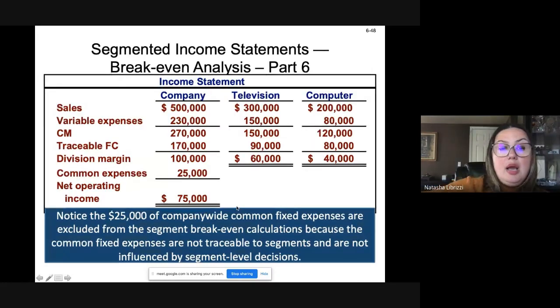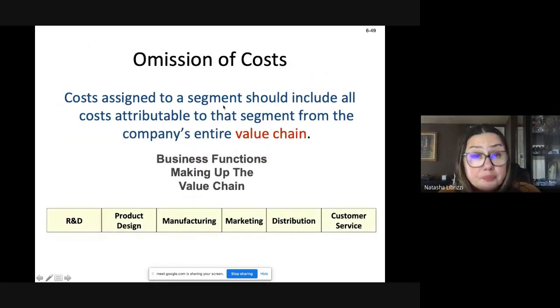Now, we have to notice that 25,000 of company-wide common fixed expenses are excluded from segment break-even calculation because common fixed expenses are not traceable. Even if we shut down computers, which I think television should be shut down, right? Because the one had the lower contribution margin, but I like both of them. They're both generating income. So we want to probably keep both. But we can see that we're not including that in the calculation because we need to look at their performance regardless of common expense. All right.